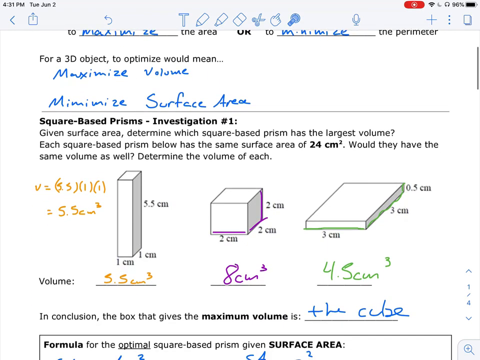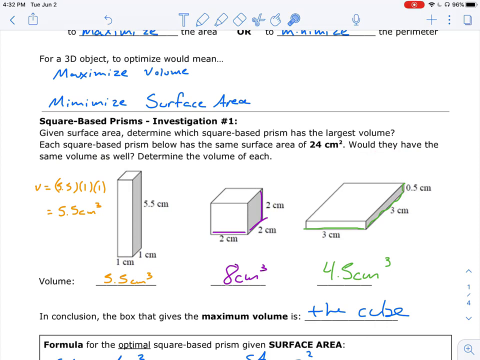So our square-based prisms, our first investigation here. Given surface area, determine which square-based prism has the largest volume or contains the most. Each square-based prism below has the same surface area of 24 centimeters squared. Would they have the same volume as well? Determine the volume of each.